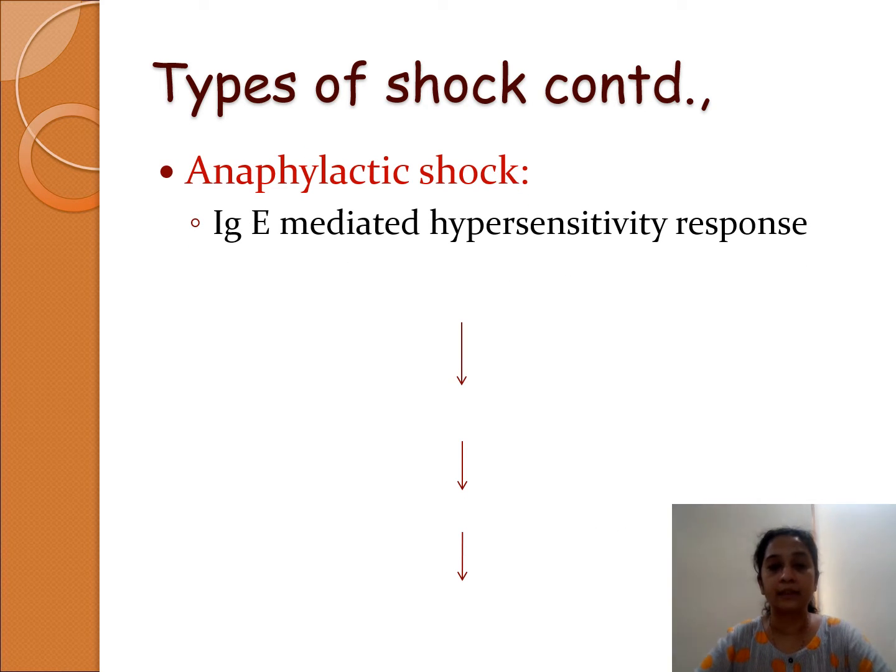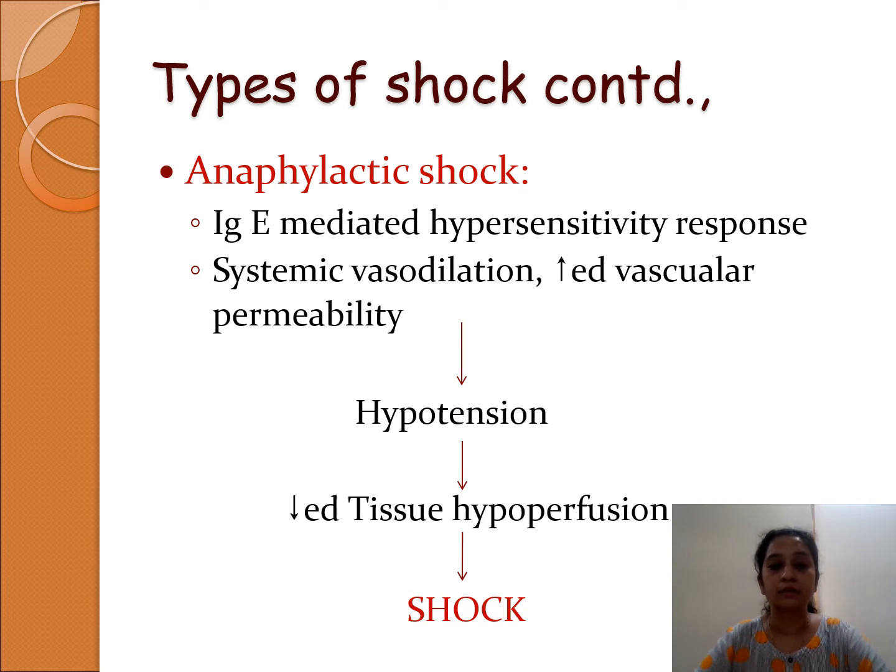Next is the anaphylactic shock, which occurs in the type 1 hypersensitivity reaction, which is mediated by IgE, the immediate rapid hypersensitivity reaction. This causes systemic vasodilatation and increased vascular permeability. So what happens is when there is extensive vasodilatation, there is reduced blood pressure and causes hypotension and decreased tissue hypoperfusion. So this causes shock. This happens in severe allergic reactions, that is called anaphylactic shock.